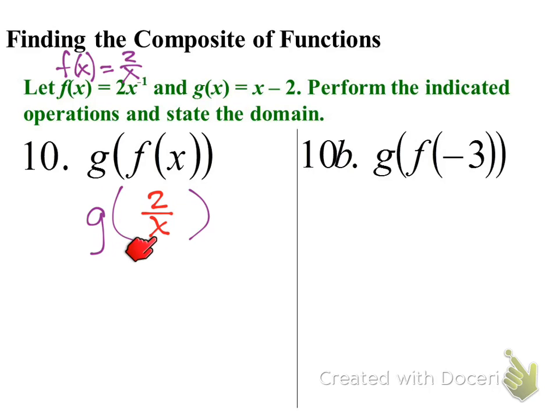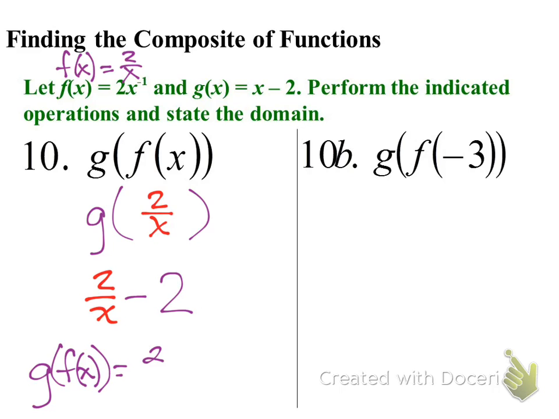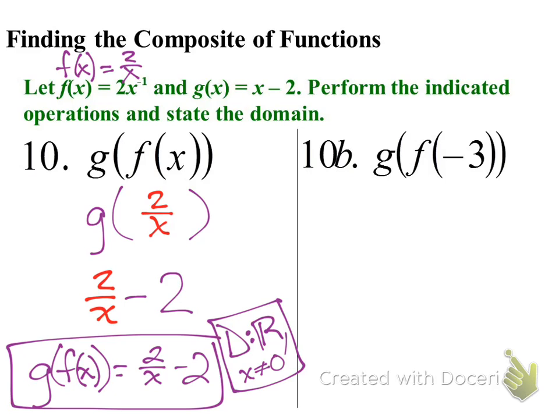But now I'm going to take that expression and do g's function. G's function is take your number, take your input, and subtract 2. So I'm going to take this input and subtract 2. So the composition, g of f of x, equals 2 over x minus 2. So recap, because denominators can't be 0, that means my domain should not plug in 0.